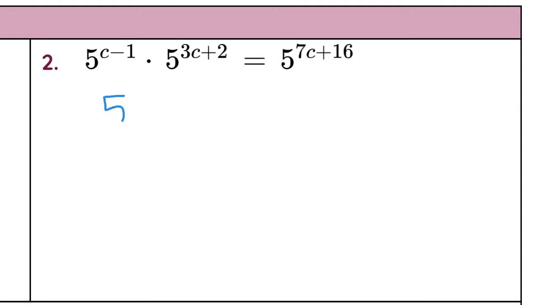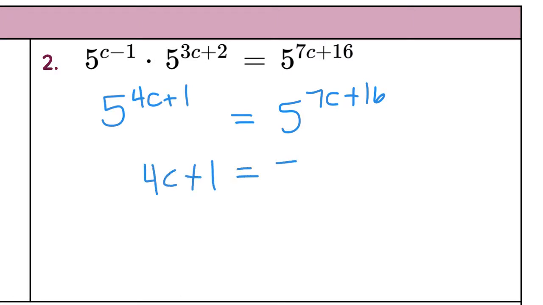So I'm going to have 5, but now let's do our addition. c plus 3c would be 4c. And then negative 1 plus 2 would be positive 1. So that becomes 5 to the 4c plus 1 power equals 5 to the 7c plus 16. That one didn't change. But now that they're the same base, I can use the one-to-one property and only look at their exponent. So 4c plus 1 is equal to 7c plus 16.